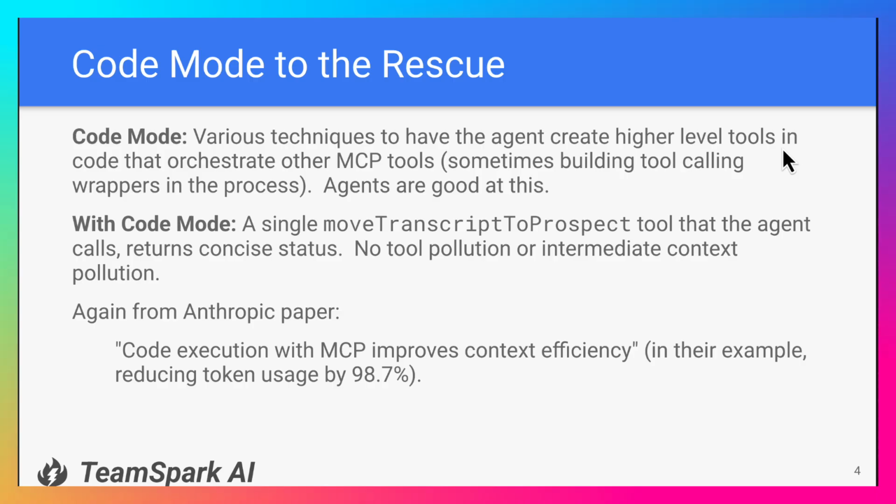So now none of that stuff is happening in the agent or the LLM anymore. It's all happening in this external tool that's been written by the agent. And again, from the Anthropic paper, their quote was, code execution with MCP improves context efficiency. And in their example, they reduced the amount of context token usage by 98.7%, almost all of it. So it not only made it faster and cheaper, but it also made it significantly more accurate. So generally, this solution is a real solution that definitely works, which is why people are excited about it.